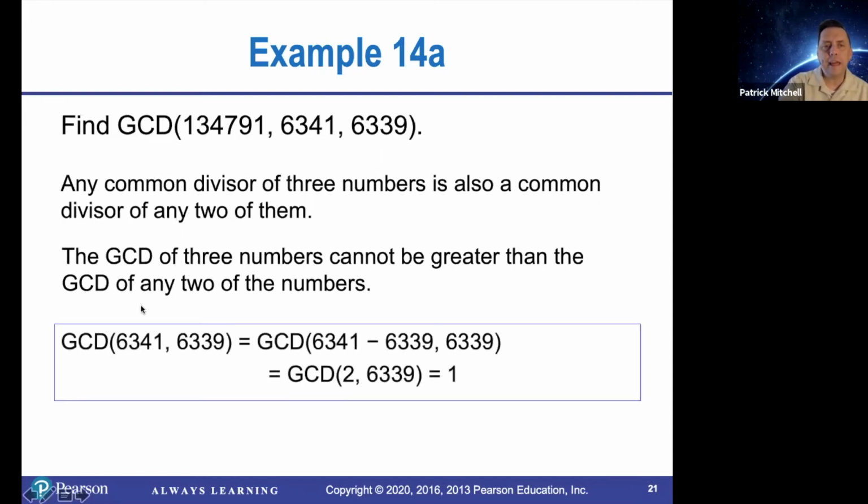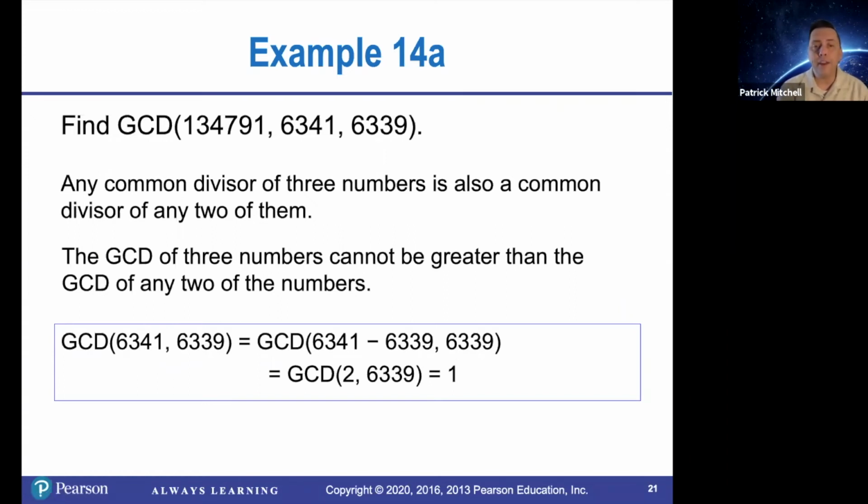So let's take 6,341 and 6,339. Now here, I think they're using a theorem that they didn't talk about, which says that a shortcut to find the GCD is to look at the difference of the 2 numbers and replace the larger number with the difference of the 2 numbers, and that really helps speed things along.